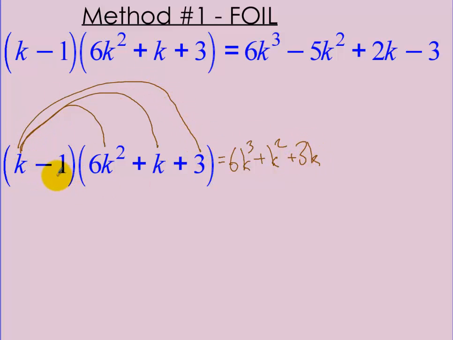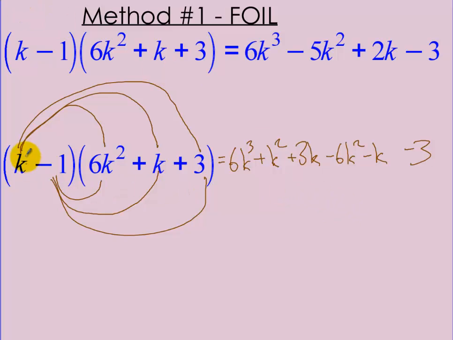All right? And then you go negative 1 times 6k squared is minus 6k squared. And negative 1 times k is negative k. And negative 1 times 3 is negative 3. So it's not just first, outer, inner, last. There's a bunch of middle ones too. But as long as you're distributing to all three and then distributing to all three with each of the terms in the binomial.